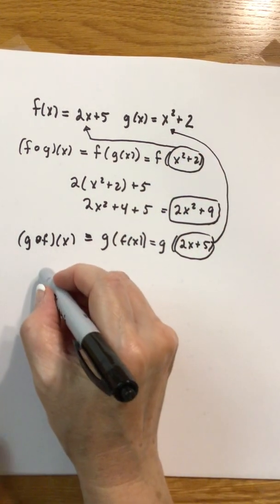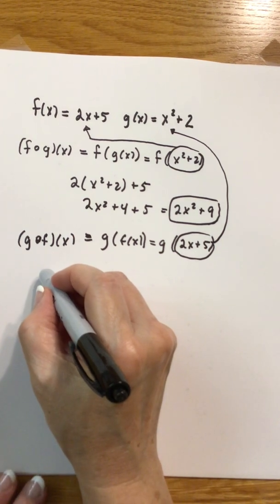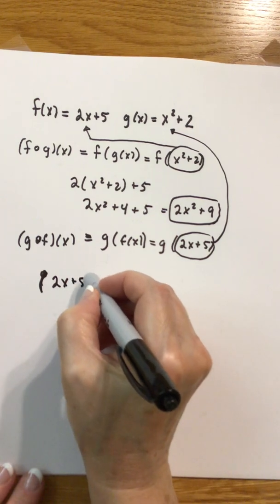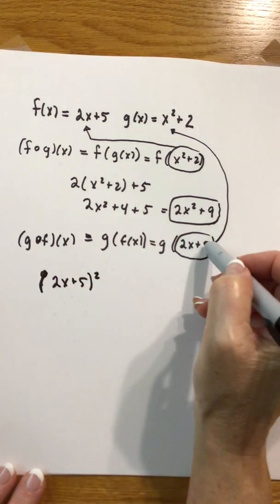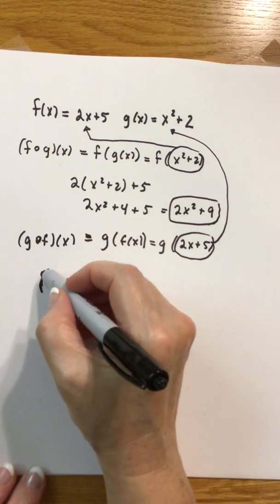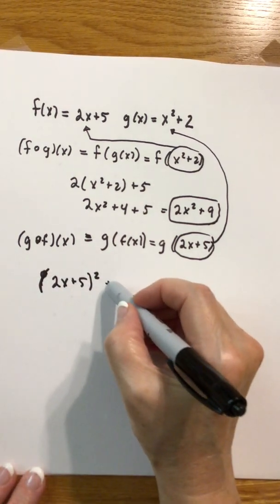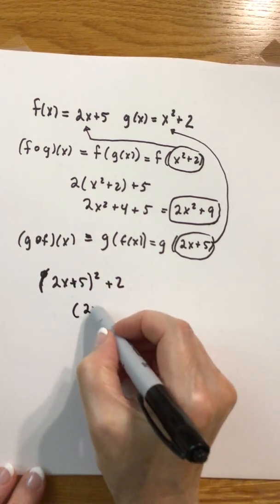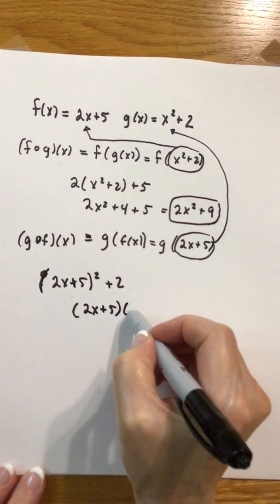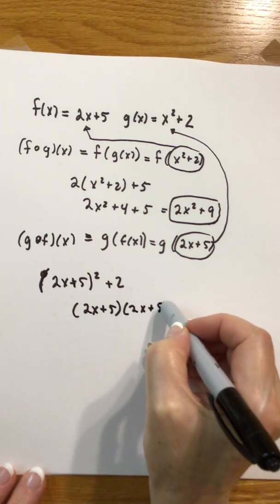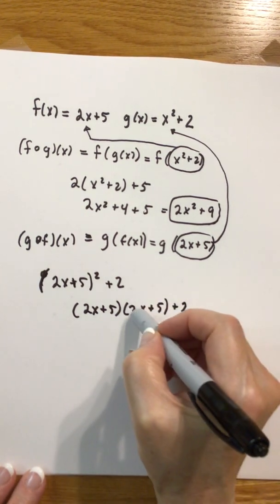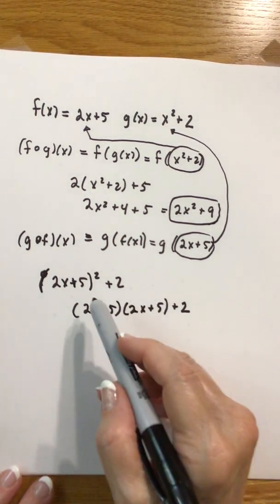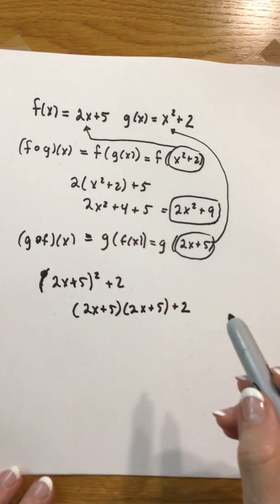So I have parentheses 2x plus 5 squared. Okay, 2x plus 5 goes in for x. So that should be a parentheses. Plus 2. Now to simplify this, squared means 2x plus 5 times 2x plus 5 plus 2. Now one of the reasons why I put it side by side is a lot of times if people don't put it side by side, they lose the middle term.